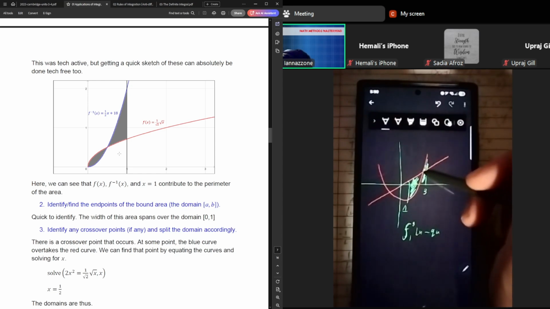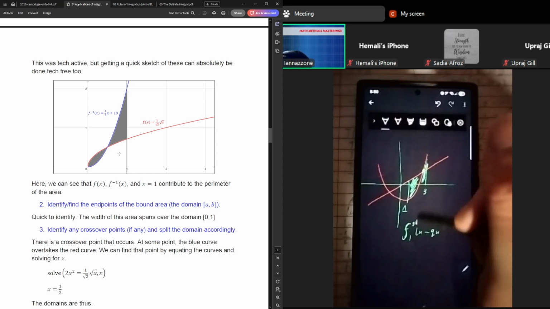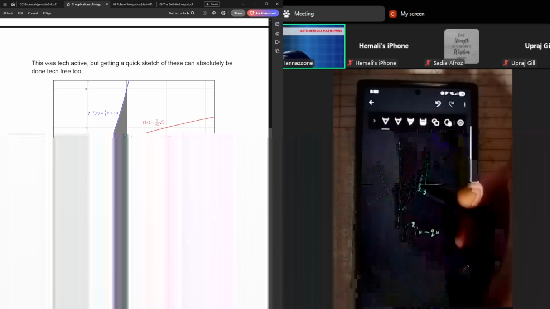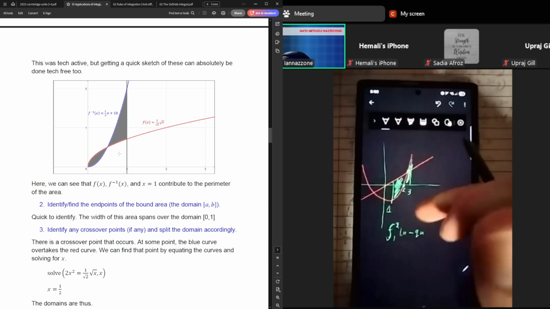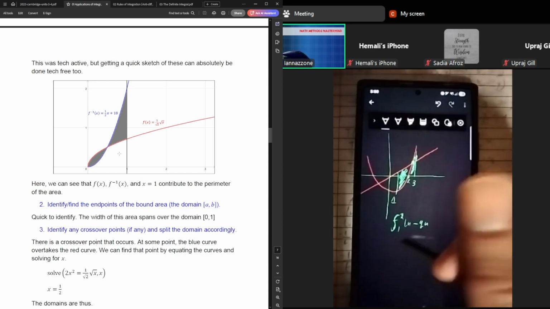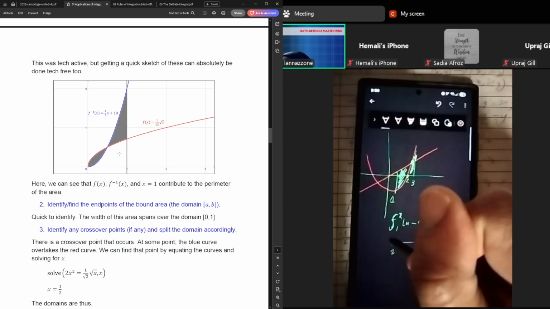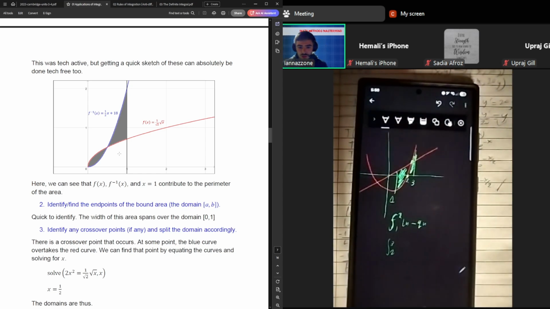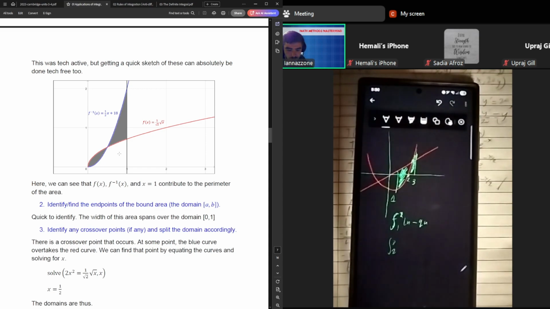Sorry, never mind. There's another crossover here. Let's say that crosses over at 2. Linear minus quadratic for 1 to 2, and then quadratic minus linear for 2 to 3. So it doesn't matter where it exists on the graph, you're always just doing top and bottom.